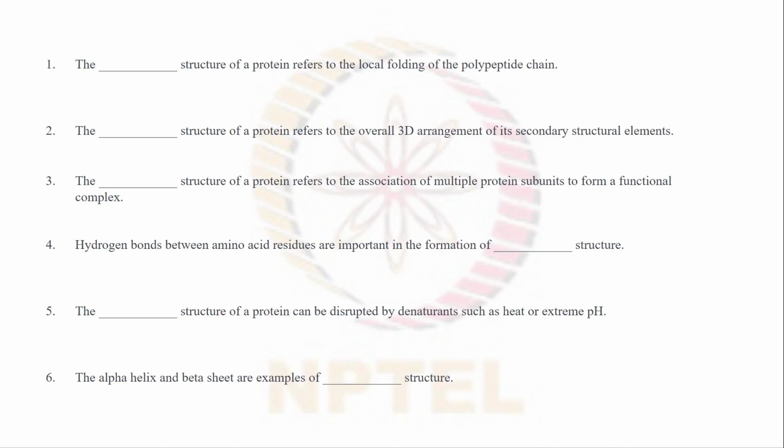So the local arrangement of amino acids in a polypeptide chain represents what level of structure organization?